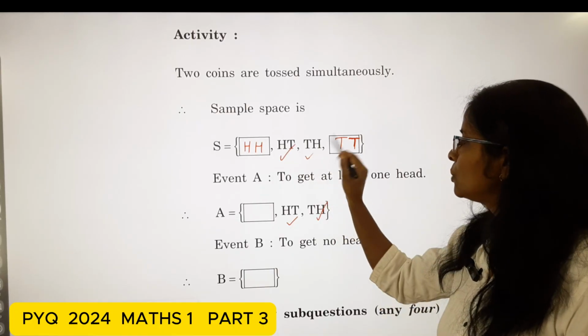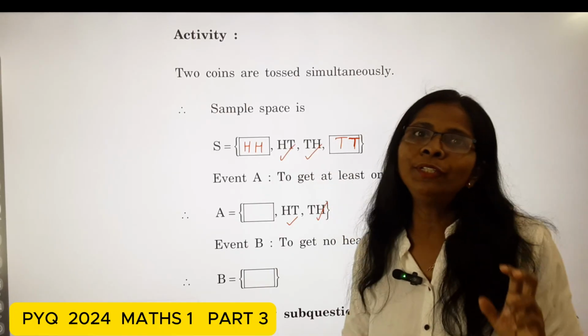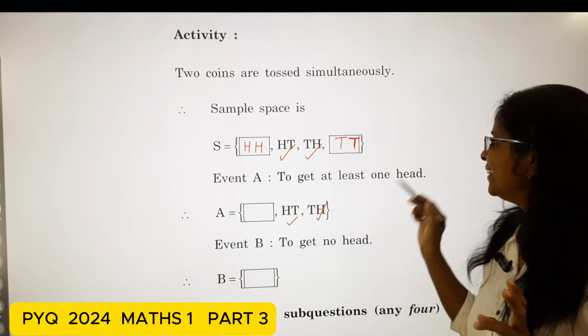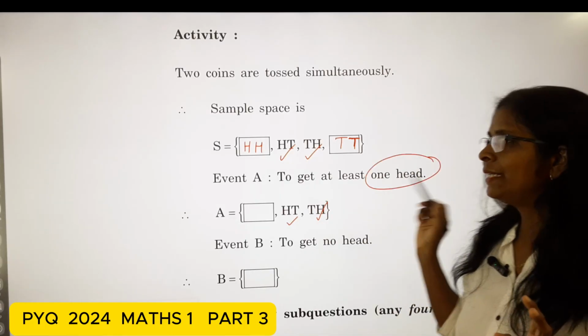So TH is also included, but which one do we have to include? HH or TT? That is at least one head.